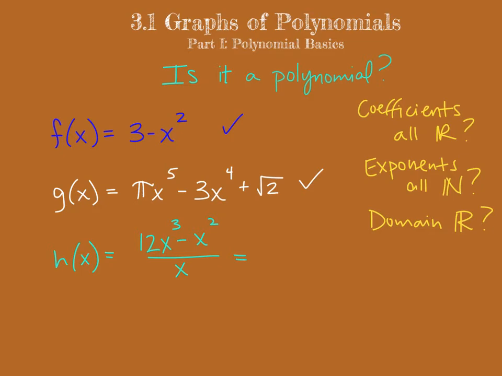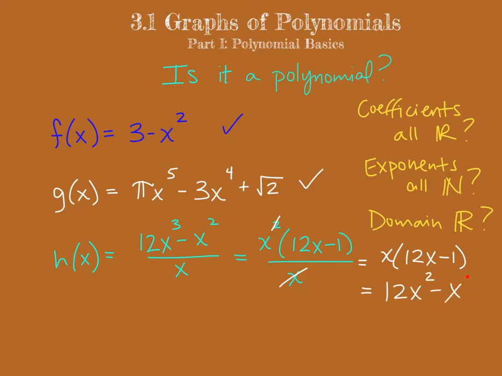In the numerator, you could factor out an x squared, and you'd be left with 12x minus 1, and then down here you'd have an x. The x can cancel, so you'd be left with x times 12x minus 1, and then you could distribute that x back through, and you'd have 12x squared minus x, and that looks like a polynomial, right? The domain's all reals of this.